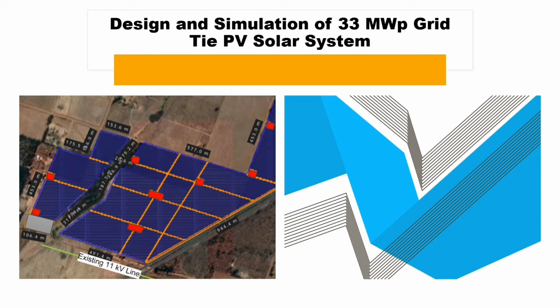In this video, we are going to show how to design and simulate a 33 megawatt peak grid-tied PV solar system in MATLAB Simulink software.